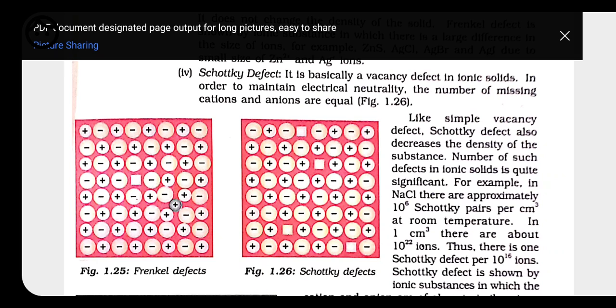So here I will tell you some of the differences between the Schottky defect and the Frenkel defect. What happens in the Schottky defect? The positive and the negative ions are missing completely from their lattice positions in the crystal. Completely they are missing out. They are not taking any interstitial position. They are going out from the crystal.